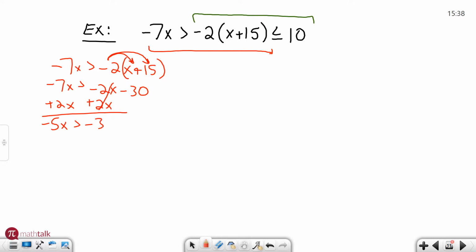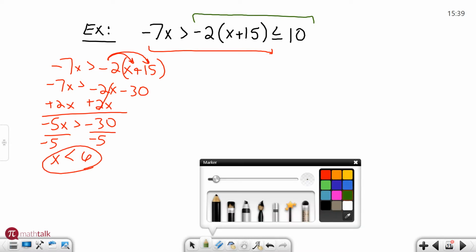Greater than negative 30. All right, so there's one more step in solving this, but remember, you've got to be careful. You're dividing here by a negative 5. And remember, the rule is when your last step is multiplying or dividing by a negative number, you have to flip your sign. So instead of greater than, it's going to be less than, and it's going to be less than 6. So there's one solution.